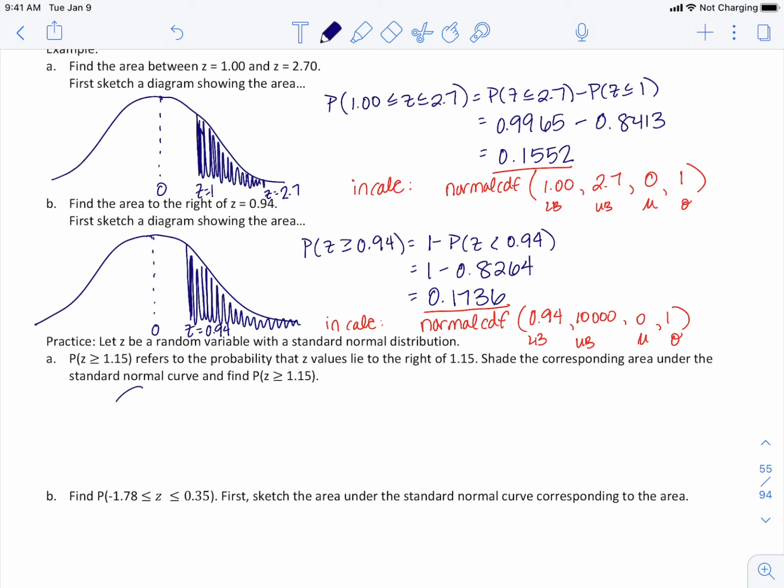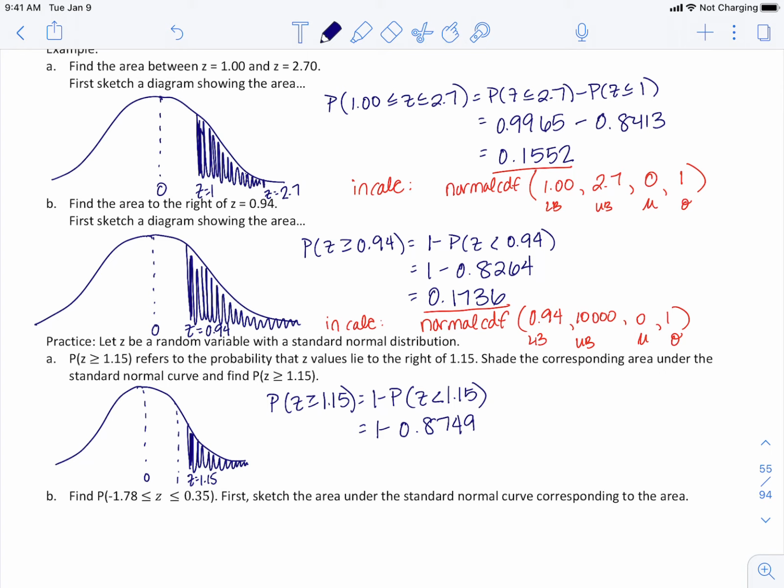Okay, so first let's draw our curve. Here's our 0. Here's about where 1 is at. So we want 1.15. And we want the area to the right. This is similar to the one we just did. Probability z is greater than or equal to 1.15. That's equal to 1 minus the probability that z is less than 1.15. If we use our chart, that's going to give us 1 minus 0.8749, which leaves us with 0.1251.